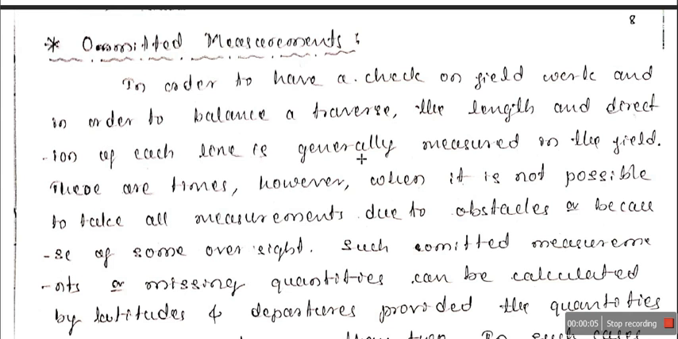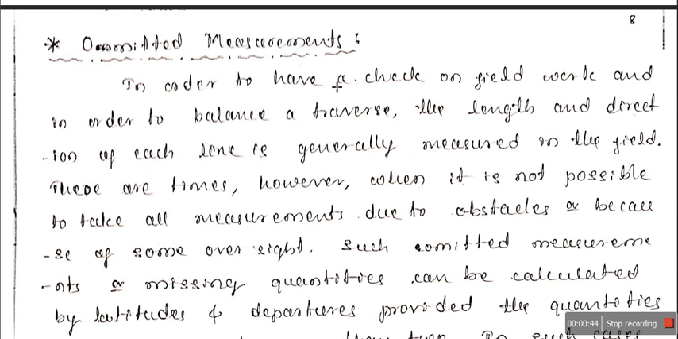Okay, in this class we discuss the omitted measurements. First, understand what is the meaning of omitted measurements. In general, these arise while conducting a closed traverse. If in any circumstances it is not possible to measure all the measurements in the field, maybe due to an obstacle like trees or a building, it is not possible to measure the direction of that line or the distance of that line.